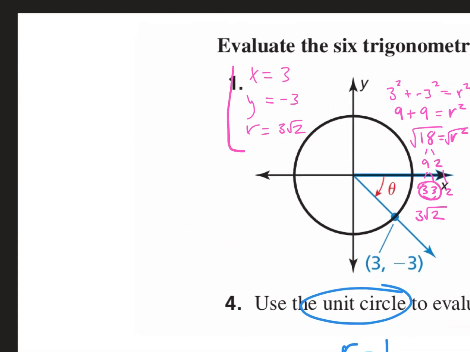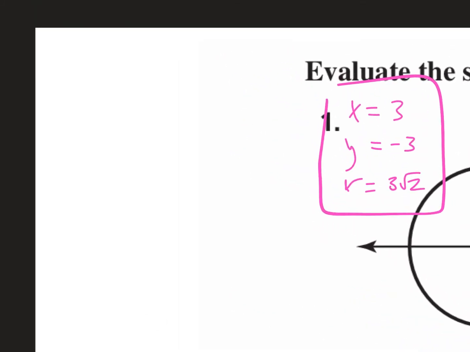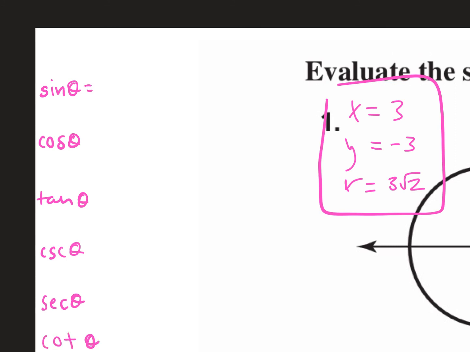Once we find our x, y, and r, we can find our 6 trig functions. So we have sine theta, cosine theta, tangent theta. I'm going to do it down here so I have more room. So cosecant theta, secant theta, and cotangent theta. So sine is what over what? Y over r. What's our y? Negative 3. And what's our r? 3 square root 2.